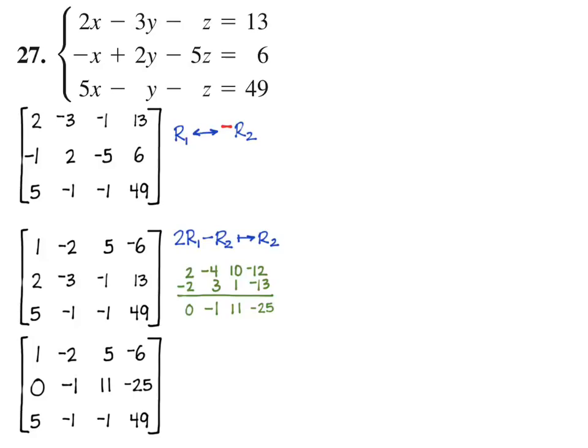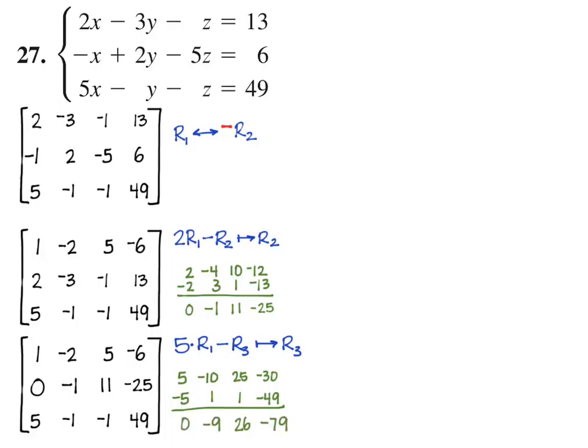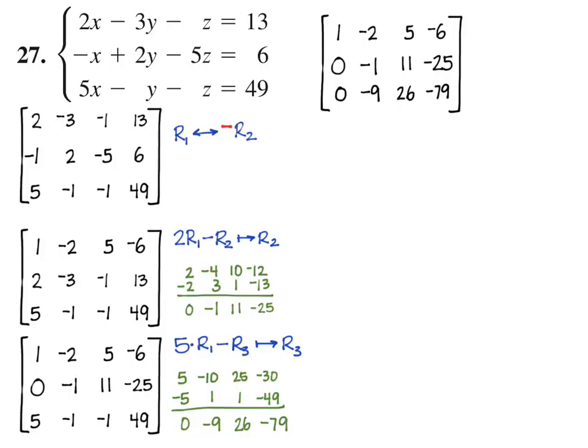Now I need this 5 here to be a 0, so I'm going to take 5, multiply it times row 1, and subtract row 3, replacing row 3 with the result being 0, negative 9, 26, and negative 79. And so we're going to take that and write the matrices over here, and there I've replaced it. So I've got this first column exactly the way I want it, 1, 0, 0.